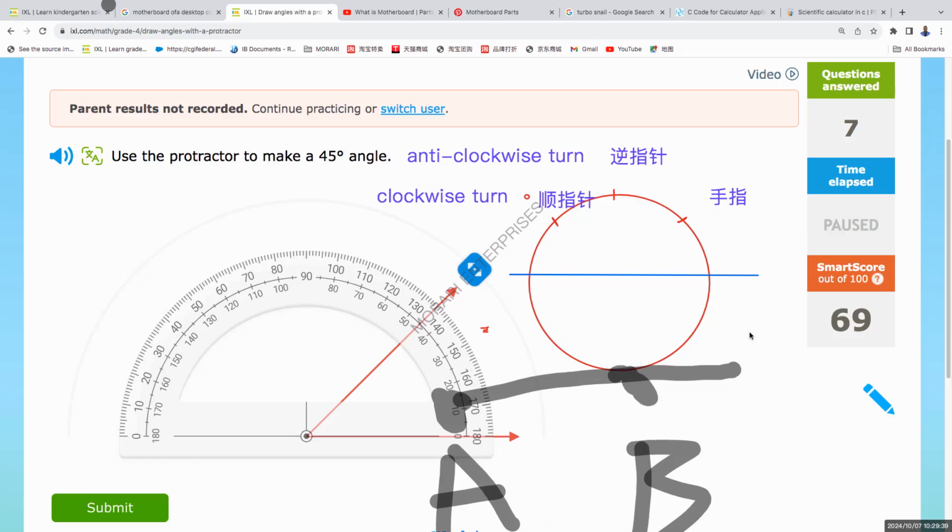Line segment. Yeah, so that's a line segment. The line from A to B. So it's a part of a line. So segment means part. So that is a line segment.